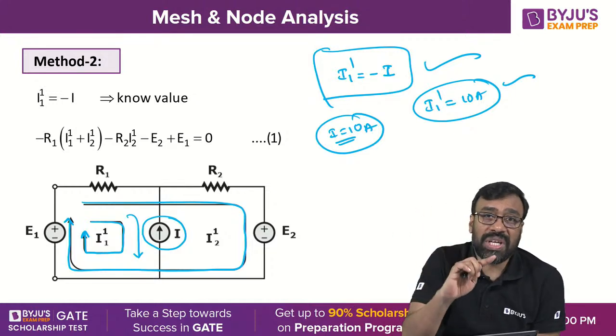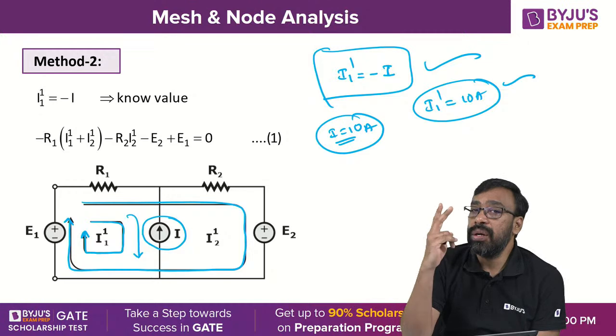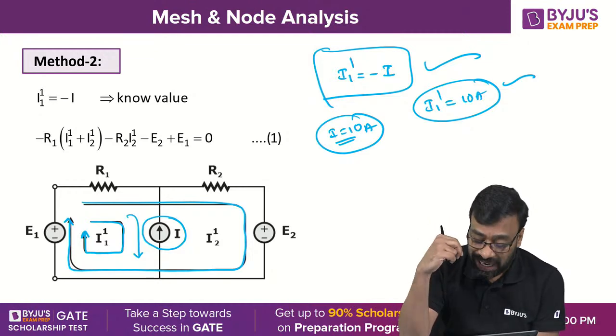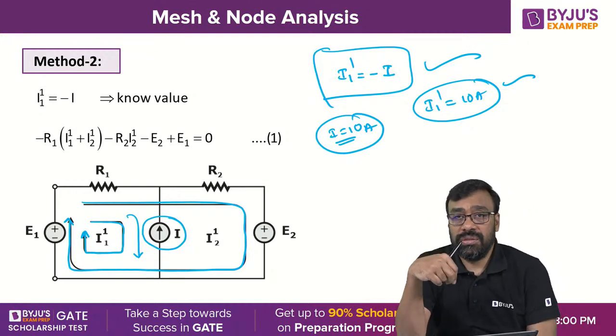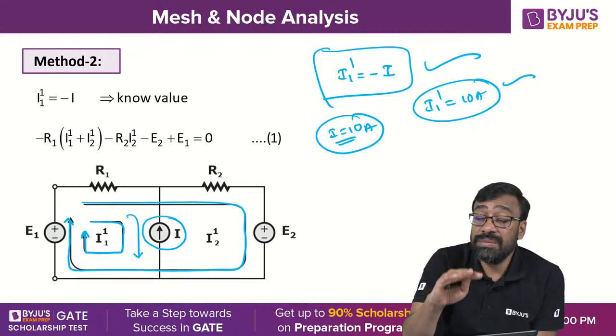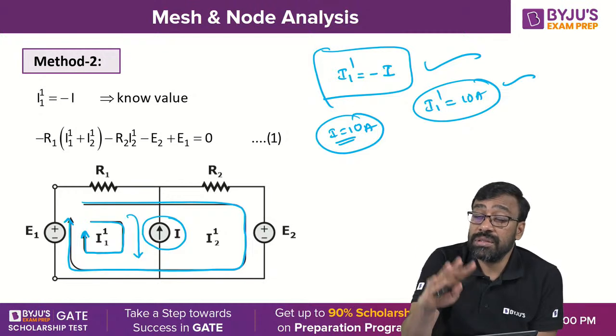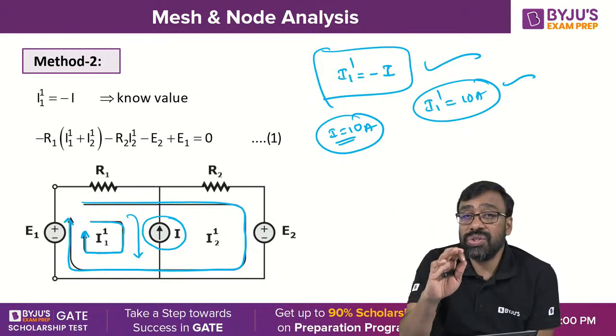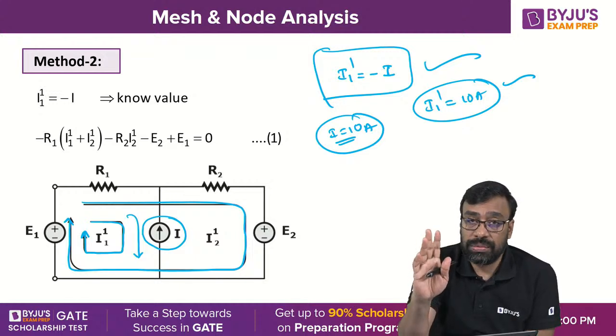If you go for supermesh analysis, 2 variables were there, 2 equations were required. But if you cleverly choose the loops, then there is a possibility of reducing the number of equations. The same circuit can be solved by 2 equations, or the same circuit can be solved by 1 equation. You understand, all of you?